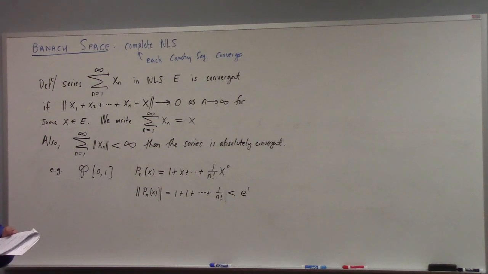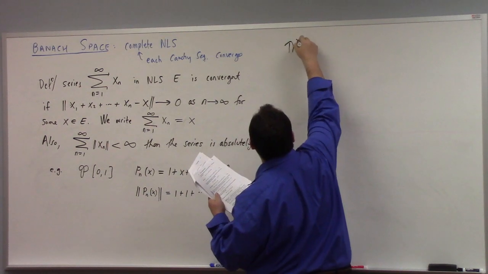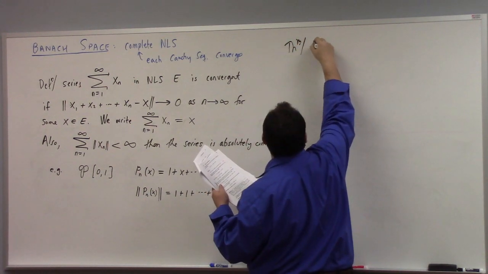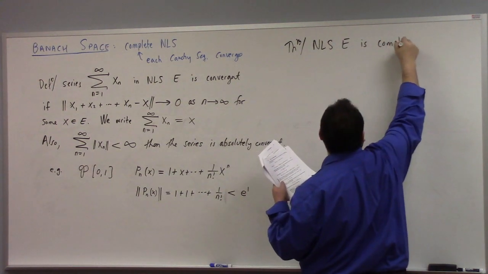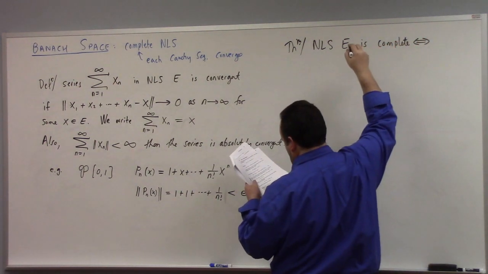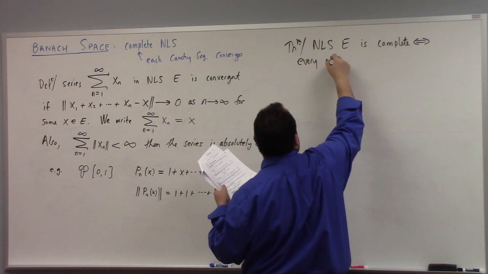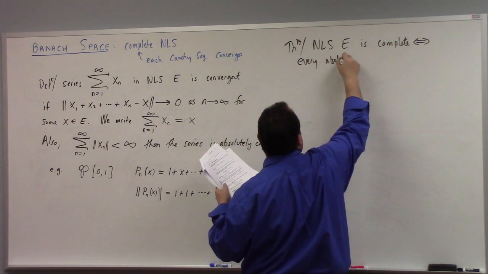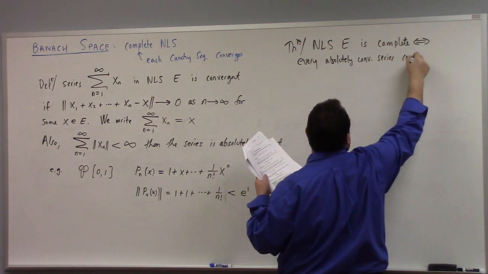All right, so theorem. A normed space is complete if and only if every absolutely convergent series converges. Theorem: a normed linear space E is complete if and only if every absolutely convergent series converges.